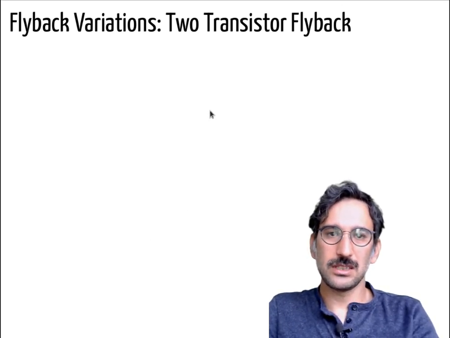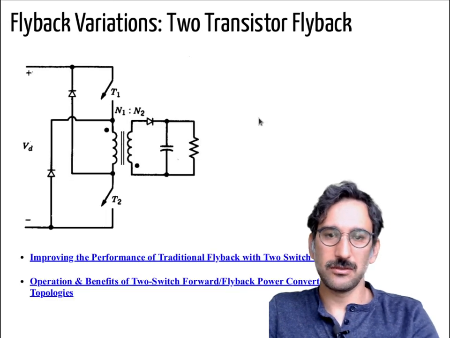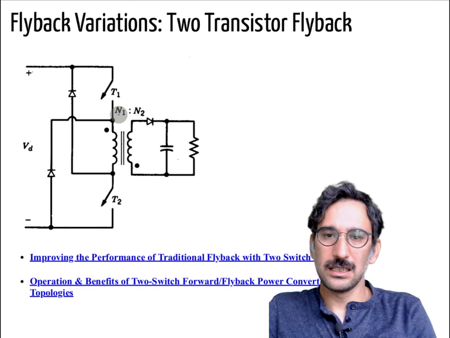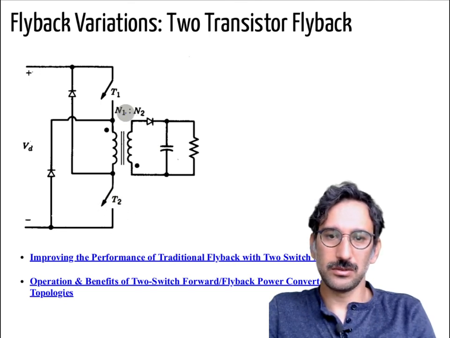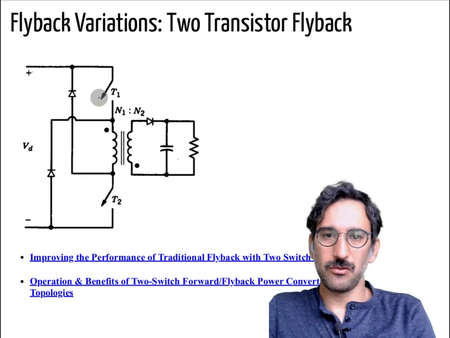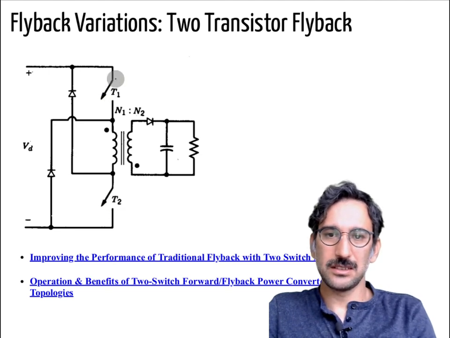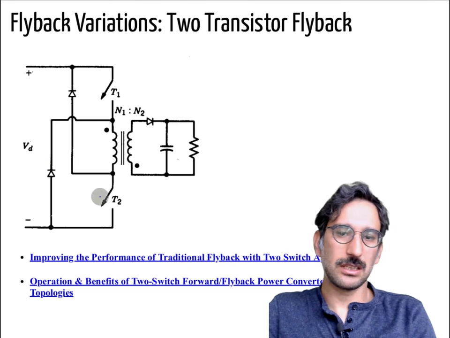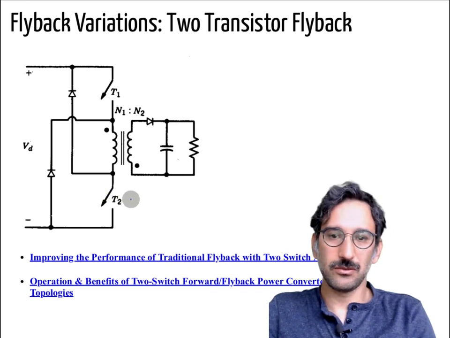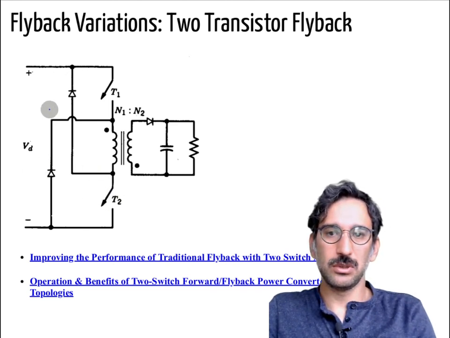So the first one is the 2 transistor flyback. In that 2 transistor flyback, the idea is, instead of just using T2 here, the rest is the same, we add another transistor there, and 2 more diodes. So you can ask, what's the purpose of that? Why do I have to use 2 extra diodes and 1 transistor?